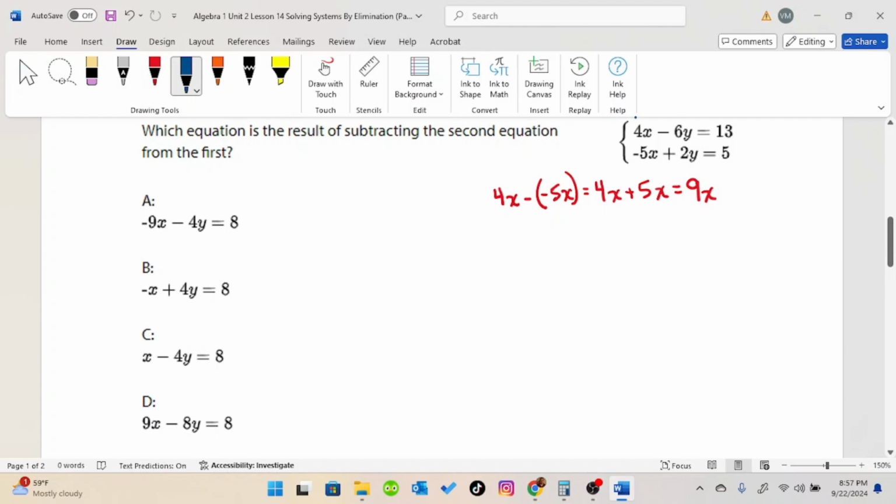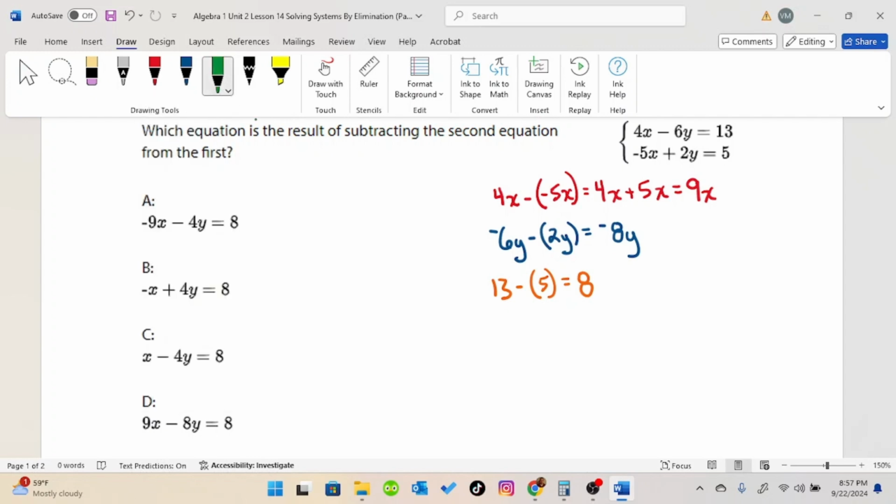Next, we're going to subtract the y terms. We have negative 6y minus 2y, and negative 6y minus 2y equals negative 8y. And finally, we're going to combine the number only portion. We have 13 minus 5, and 13 minus 5 equals 8.